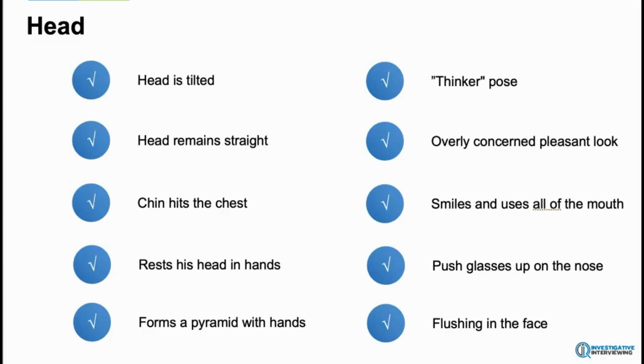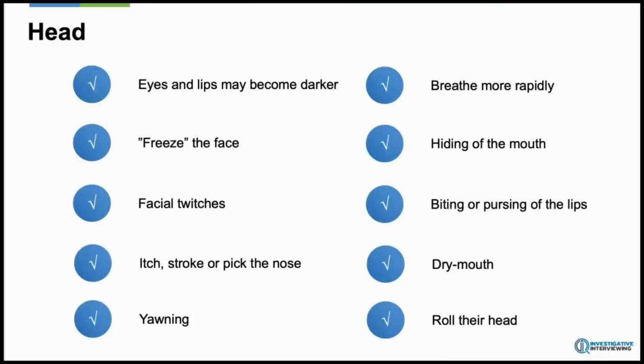A person who wears glasses may push them up on the nose as the glasses slide down on the bridge of the nose. This may be a subconscious effort to hide the eyes. It can also be because the subject is nervous and they're sweating more, causing the glasses to slide down on the nose. Also, a flushing in the face as the body forces blood to the larger muscles and torso due to the stress response. This is an indication of fear, and a redness in the face is a sign of anger where there's increased blood pressure. Watch for the eyes and lips to become darker. As the person becomes stressed, the oxygen leaves the face, causing this darker color to appear.